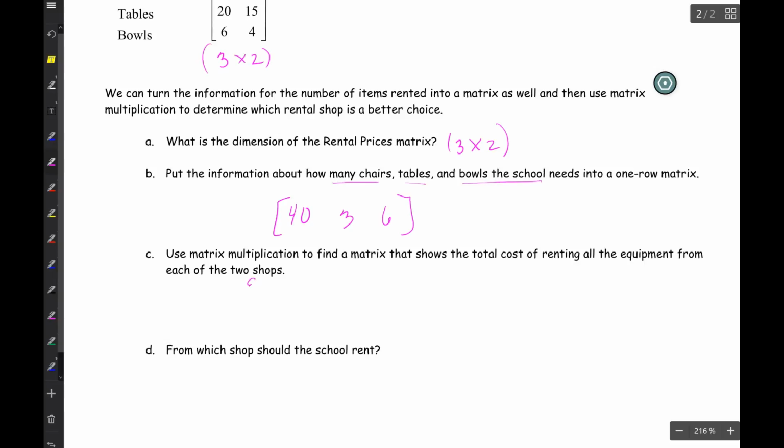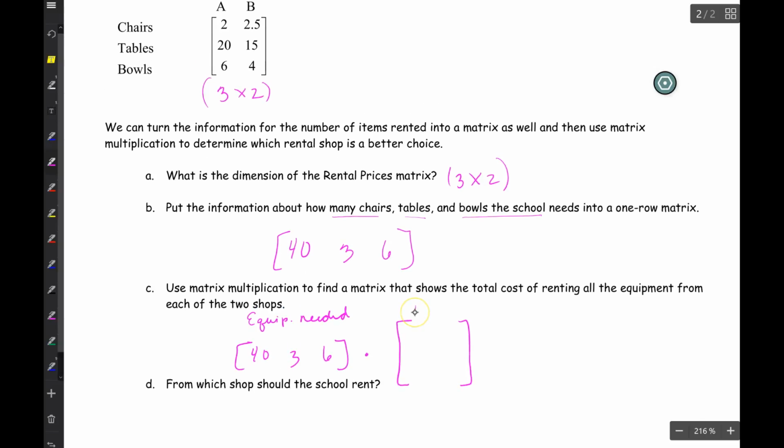So if we take the amount of equipment needed, which is 40 chairs, 3 tables, and 6 bowls, and we multiply it by the prices from each company, so company A tells us that it's $2 per chair, $20 per table, and $6 per bowl. And company B says it's $2.50 per chair, $15 per table, and $4 per bowl. We can do a quick matrix multiplication to see, well, which company is better.